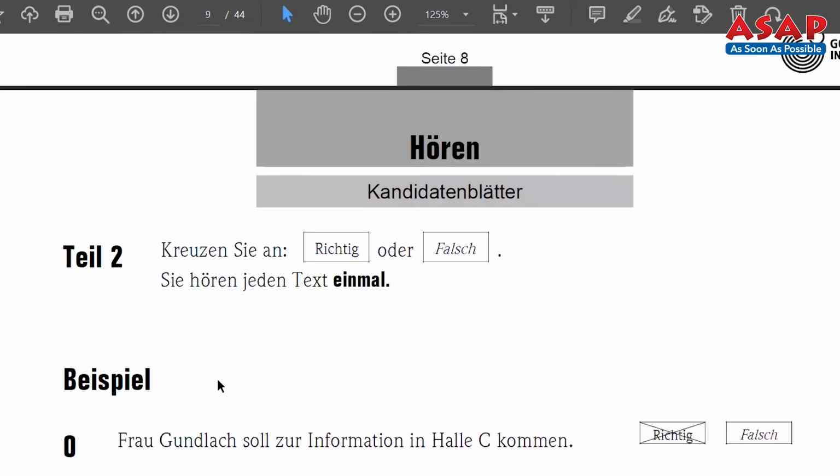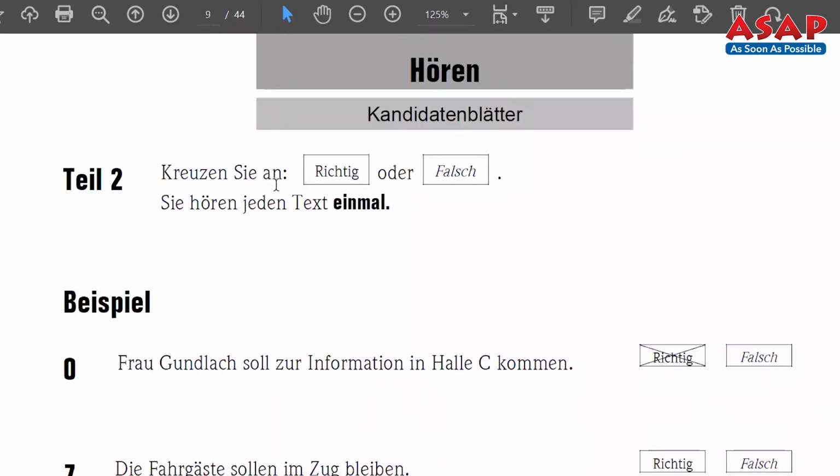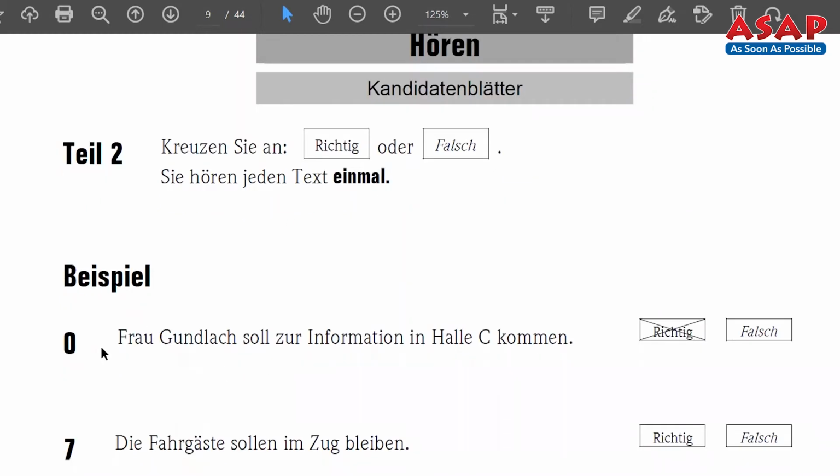Okay, let's go to the next one, Teil 2. Here you have to simply listen to the audio, read the statement given, and tell whether that statement is right or wrong according to the audio.